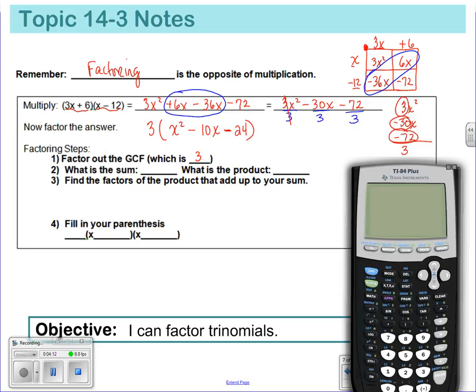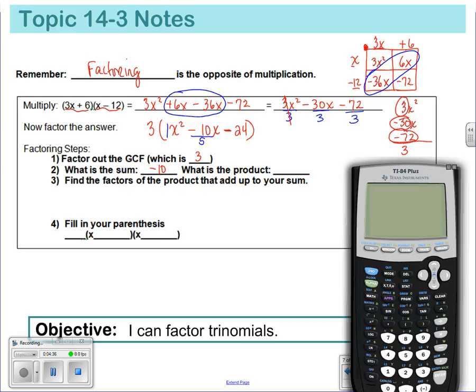So now that we have our trinomial with the GCF factored out, we can now do the second step, which is what is the sum, what is the product. The sum comes from the number in front of the x. So here's my sum. In this case, my sum is negative 10. The product comes from multiplying the coefficient of the x squared and your constant.